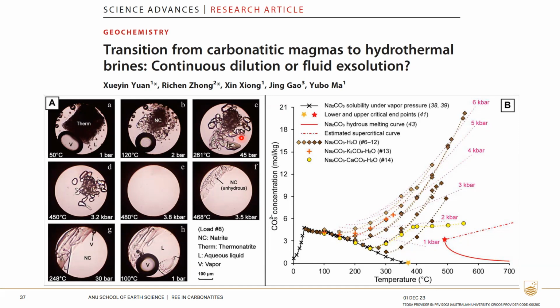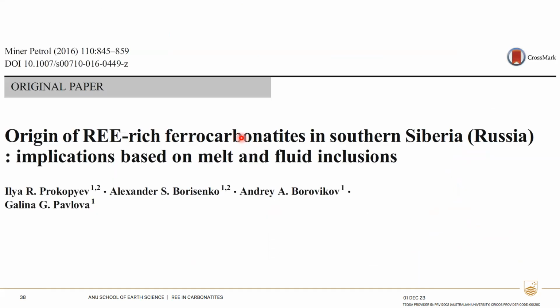And the title is "The transition from carbonatitic magmas to hydrothermal brines: continuous or exsolution?" And their answer was, as soon as you have enough pressure, and enough pressure was like 1 kilobar, you have a continuous thing. So that saved me from running a whole heap of experiments to show that, which was very nice of them. Okay, now, so we have this late stage.